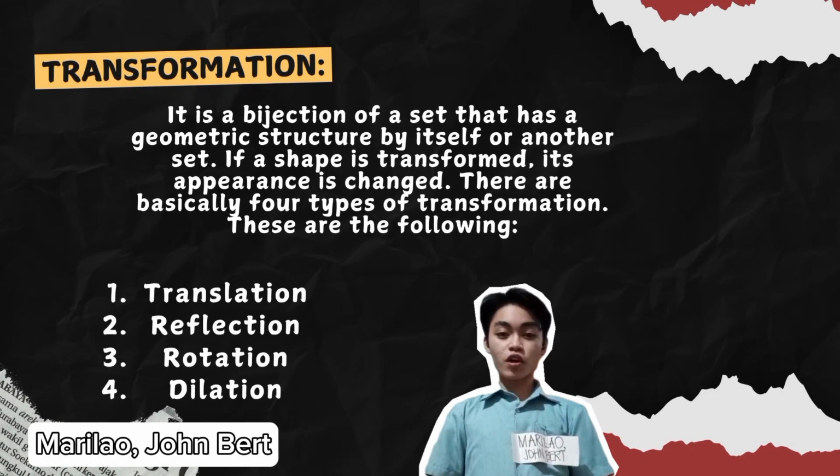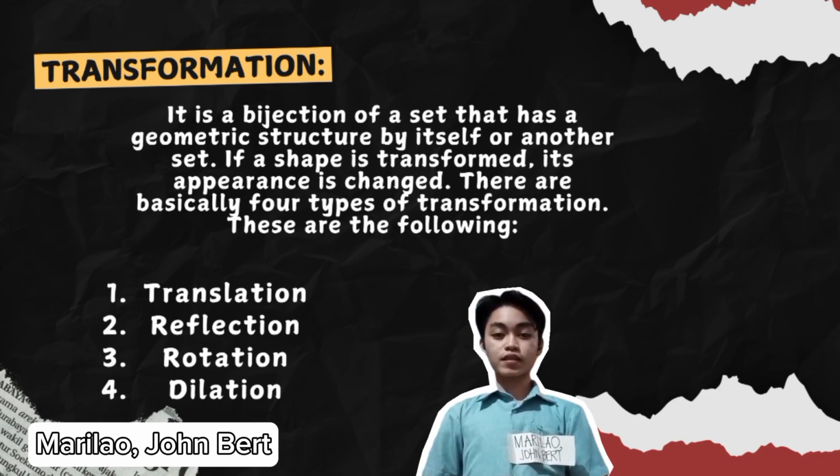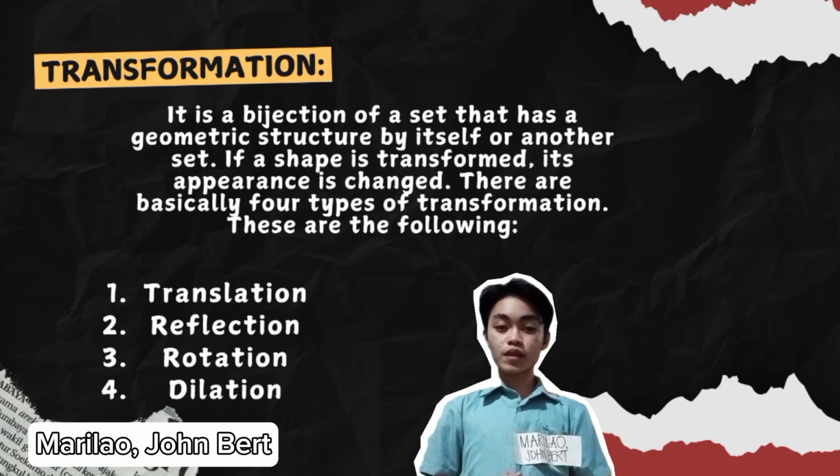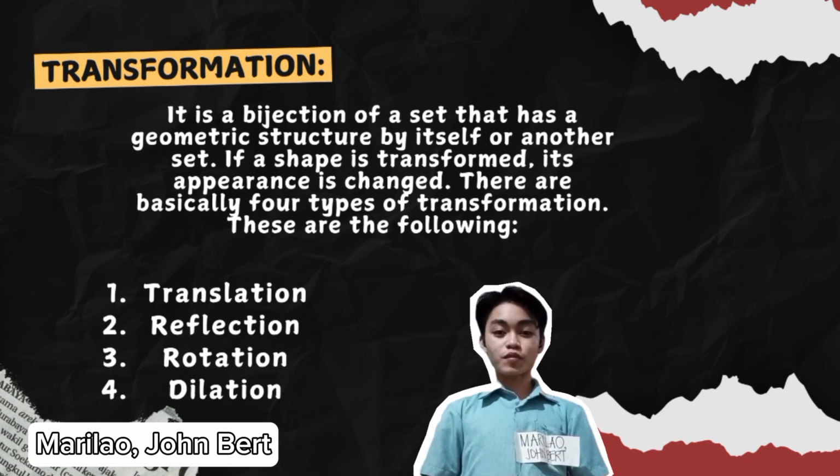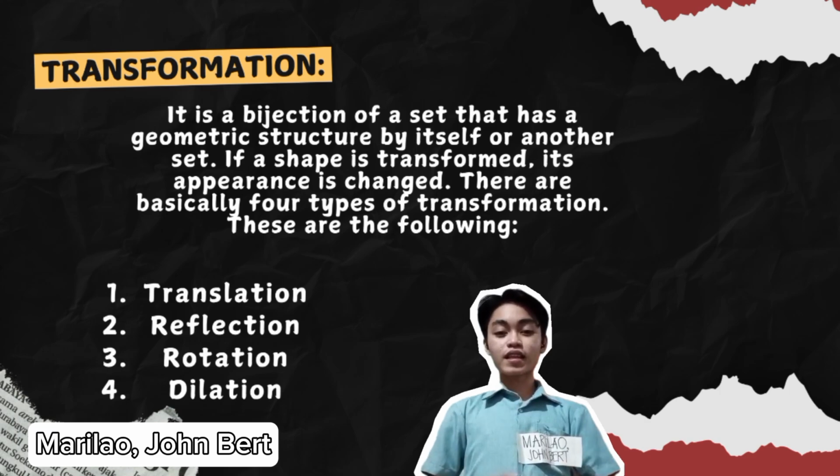Transformation is a bijection of a set that has a geometric structure by itself or another set. If a shape is transformed, its appearance has changed. There are basically four types of transformation. And as I've said, it is translation, reflection, rotation, and dilation.